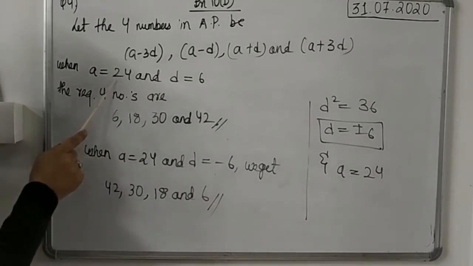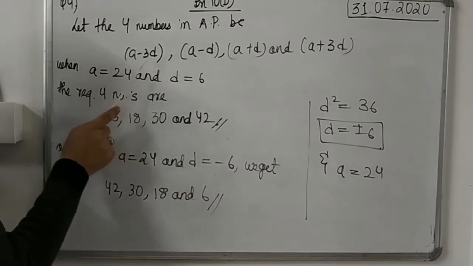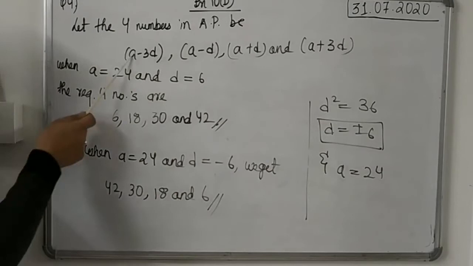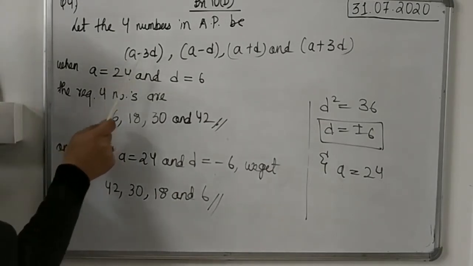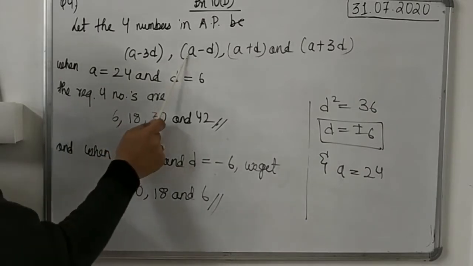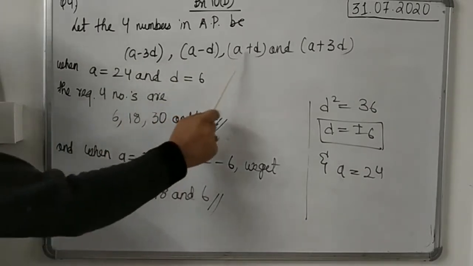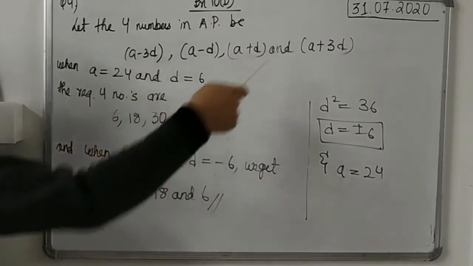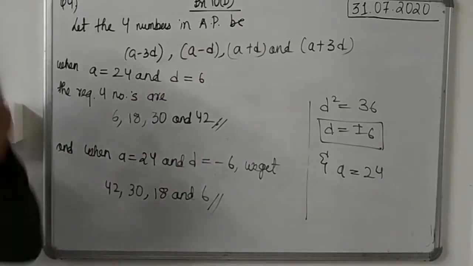Put the value as A equals 24, D equals plus 6 out here and simplify. You'll be getting numbers as 6, 24 minus 6 times 3 is 18, 24 minus 18 is 6. Similarly, 24 minus 6 is 18, and then 24 plus 6 is 30, and then you can get 42 as well.